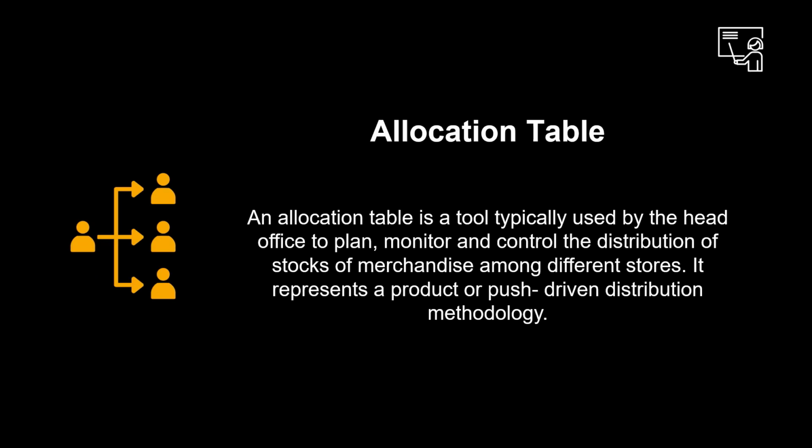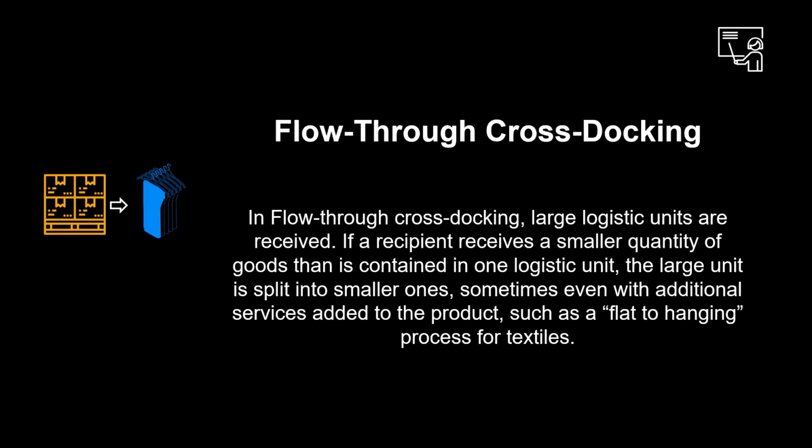An allocation table is a tool typically used by the head office to plan, monitor and control the distribution of stocks of merchandise among different stores. It represents a product or push-driven distribution methodology. In flow-through cross-docking, large logistic units are received. If a recipient receives a smaller quantity of goods than is contained in one logistic unit, the large unit is split into smaller ones, sometimes even with additional services added to the product, such as a flat-to-hanging process for textiles.